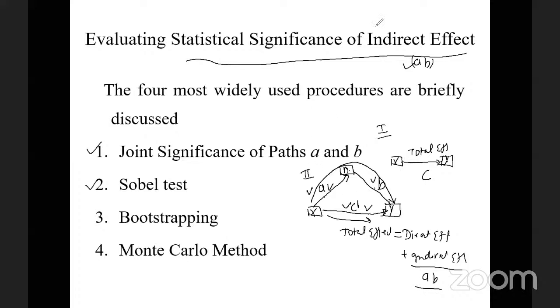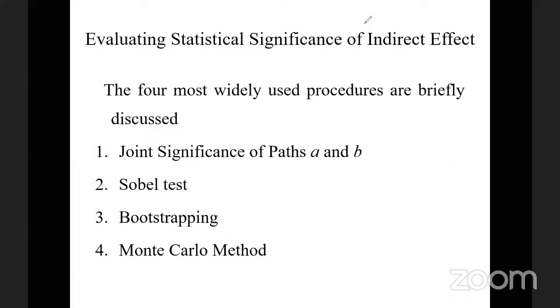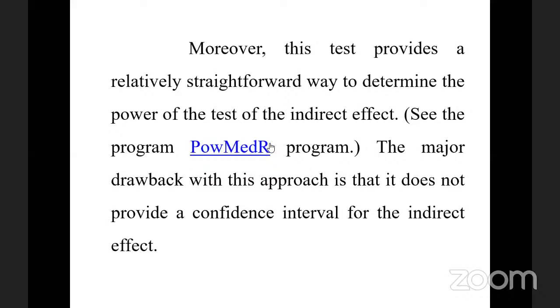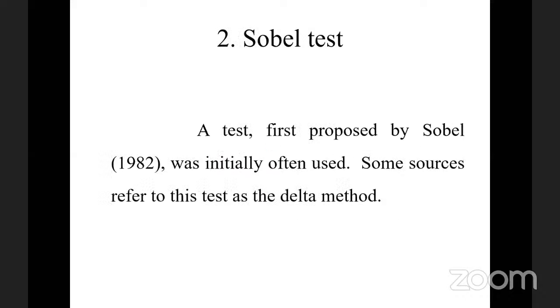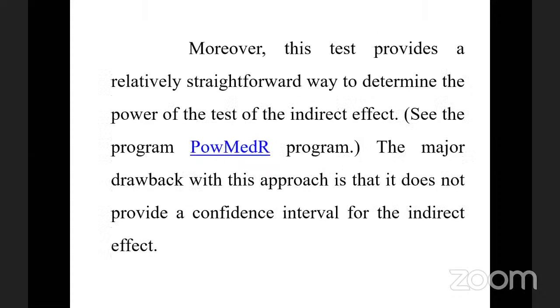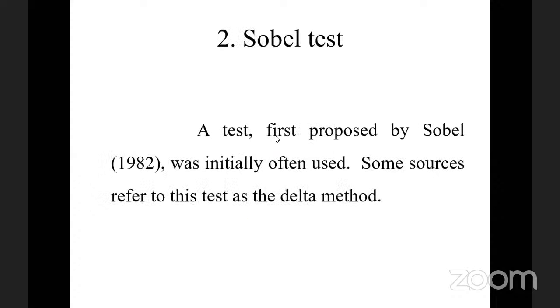So I am directly focusing on the Sobel test. The joint significance of paths A and B can be performed through R programming, as can other tests in R software. The Sobel test we can perform through the Sobel calculator. So what is this Sobel test? The Sobel test was initially used in 1982. Some sources refer to this test as the delta method.